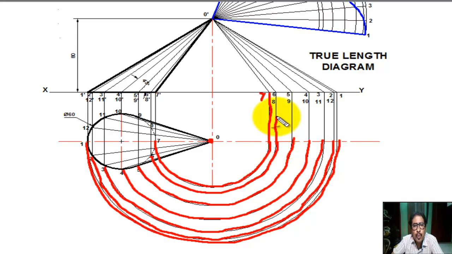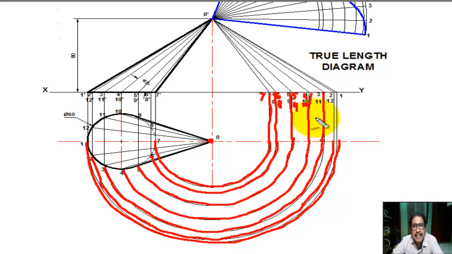Now draw a vertical projection line up to the XY line. This is 6 and 8. Draw a vertical projection line. This is 5 and 9. Draw a vertical projection line. This is 4 and 10.